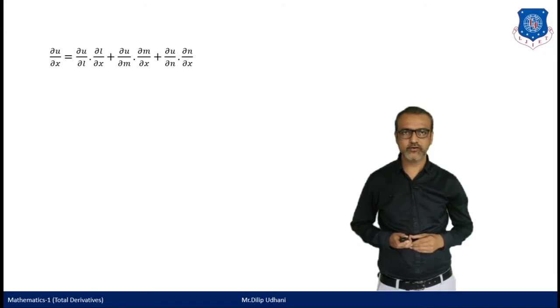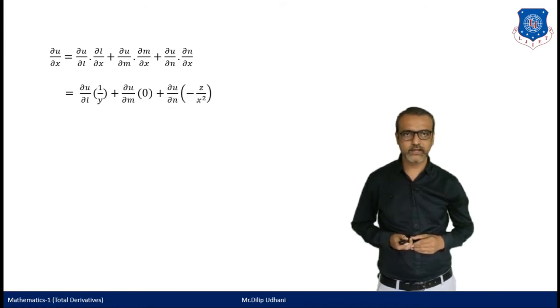Here u equals f of l, m, n. So we cannot find del u by del l, del u by del m, and del u by del n. So these partial derivatives will be as they are, and we have to find del l by del x, del m by del x, and del n by del x. So del u by del l will be as it is. Now we have to find del l by del x, and l is x upon y. So for del l by del x, the derivative of x is 1 and y is constant. So del l by del x is 1 upon y.